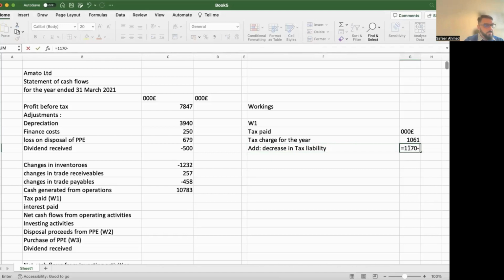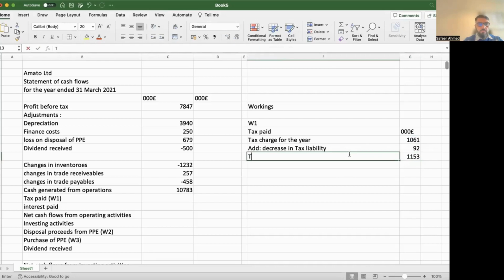And minus 1078. And if you add these two together, this will give you tax paid. So please be mindful that if it was increased, you would have deducted from here. That's the only sort of adjustment you make in taxation, tax paid, in other words, here.